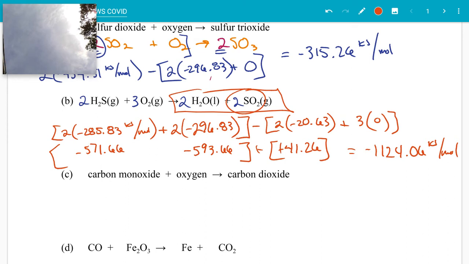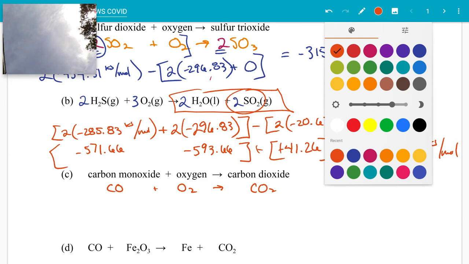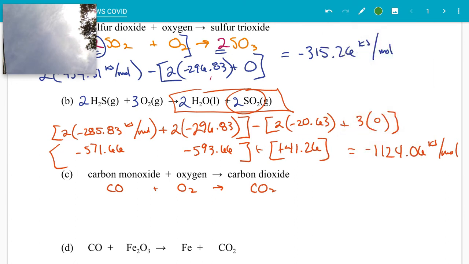All right, for letter C, carbon monoxide. Mon means 1, so we're going to have carbon monoxide plus oxygen yields carbon dioxide. And now we just need to balance it out. Let's go with a green. And to balance it out, we're just going to throw 2's in front of both of those, and we should have everything. Oh, no, not quite. What did I screw up? Oh, no, I did it right. Okay, so we've got the right number of oxygens. That's what I was concerned about.